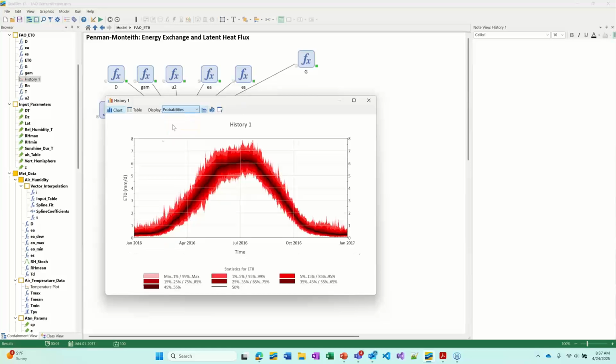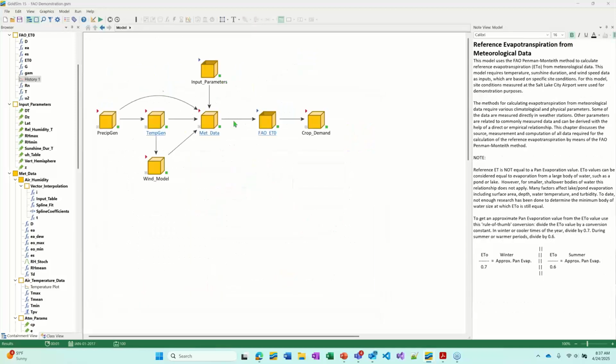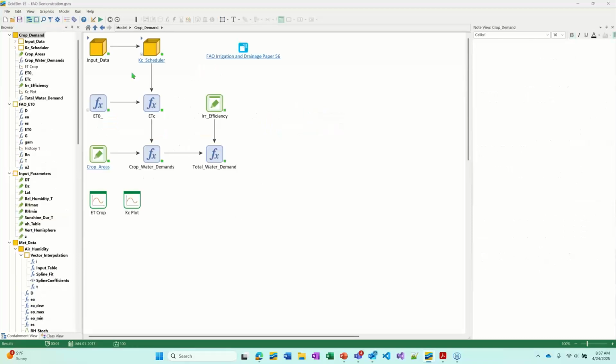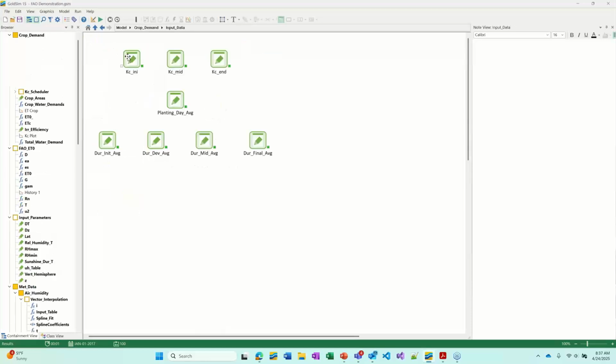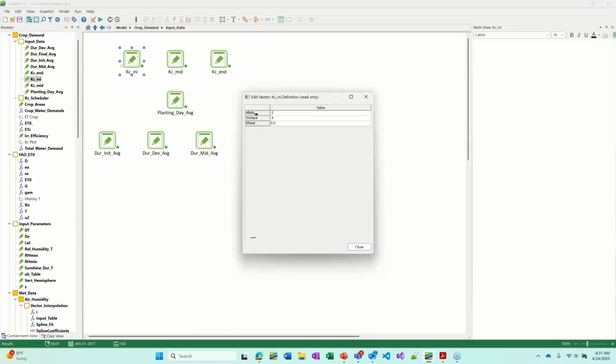But essentially the probabilities is what we're looking at. This is the range of possibility of ETO over the course of a year. Then on top of that, we can start looking at crop specific, or maybe for your lake, or maybe for your watershed. But in this case, I'm just doing it for hypothetical 3 different crops. And in my case, I have crops alfalfa, orchard, and wheat there.